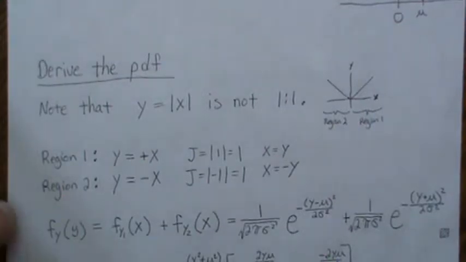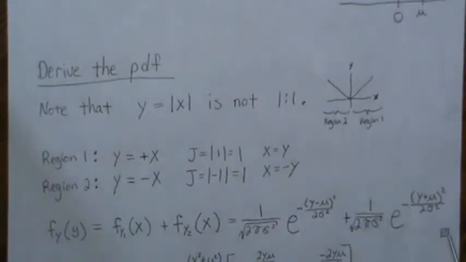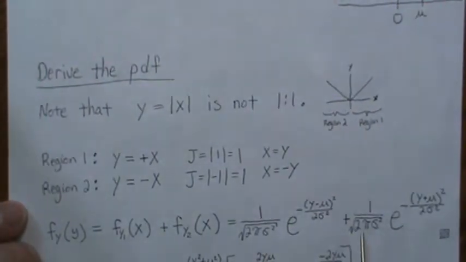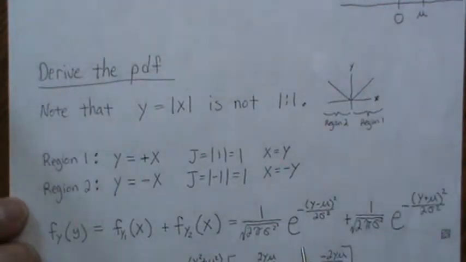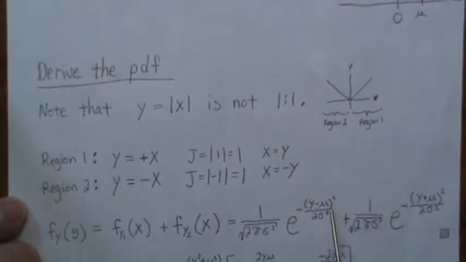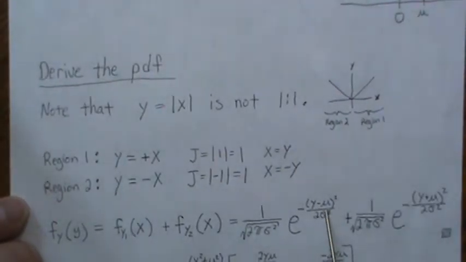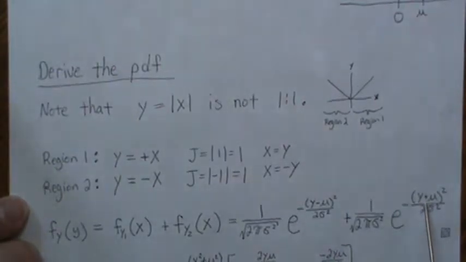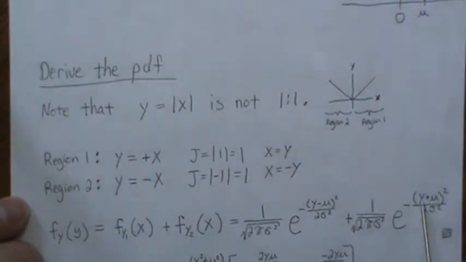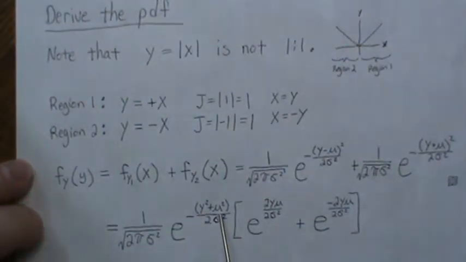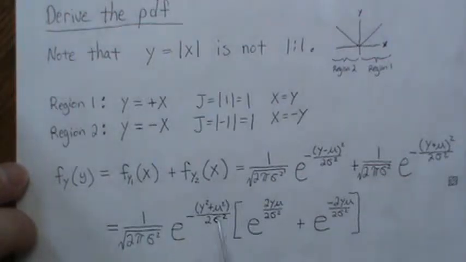But some go further, so let's go farther to match what is sometimes reported in the literature. We have some commonalities here. We can factor out this, factor out that, and when we expand the quadratic, we have y squared minus 2y mu plus mu squared. And here we have y squared plus 2y mu plus mu squared. So the common factors are the y squared and the mu squared, and we factor those out.